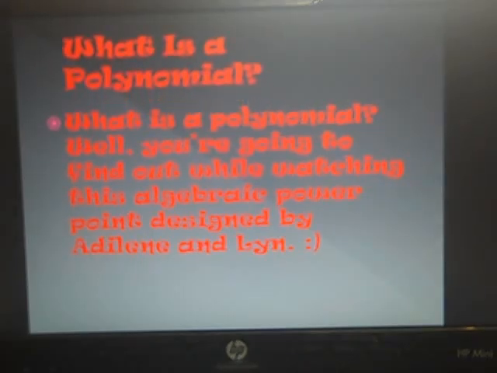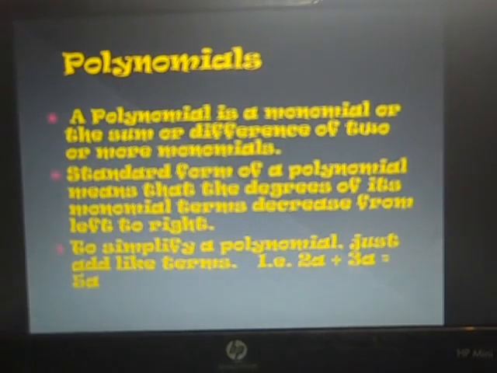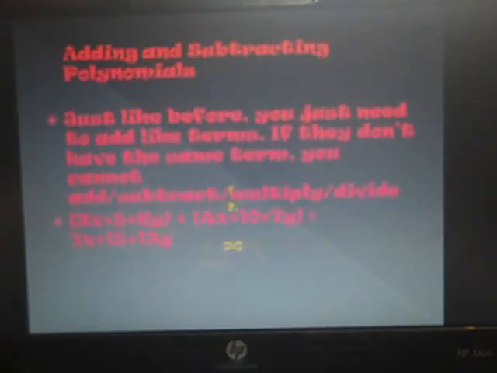What is a polynomial? Well, you're going to find out while watching this algebraic PowerPoint designed by Adilene and Lyn. Polynomials. A polynomial is a monomial or the sum or difference of two or more monomials. Standard form of a polynomial means that the degrees of its monomial terms decrease from left to right. To simplify a polynomial, just add like terms. For example, 2a plus 3a equals 5a.